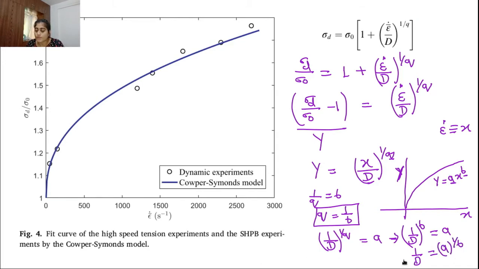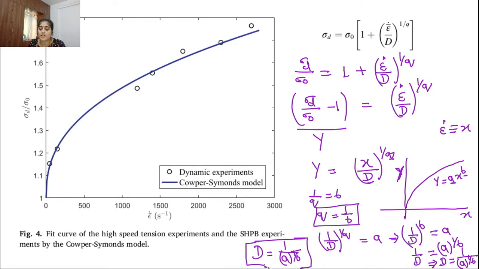Okay, so what will be the D? D equals 1 divided by A to the power of 1 over B. So here I am writing D equals 1 over A to the power of 1 over B, or you can write it as 1 over A to the power of Q. So like that you can find the D value and Q value.